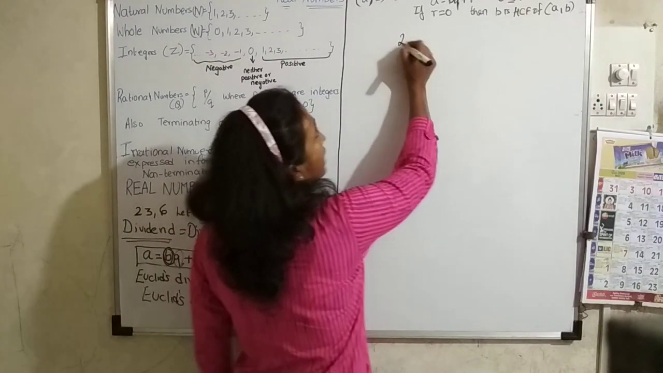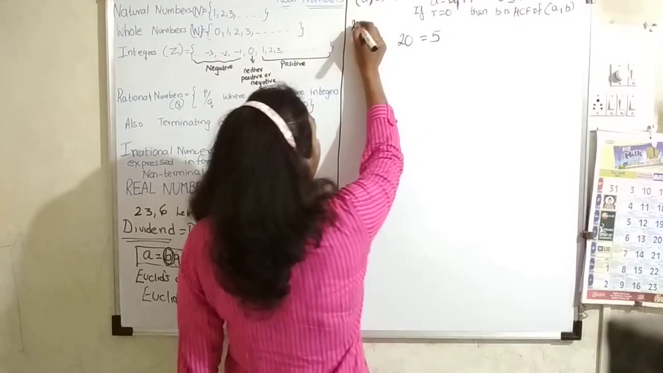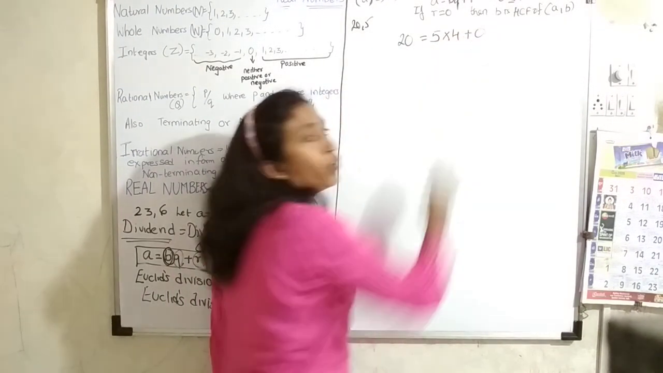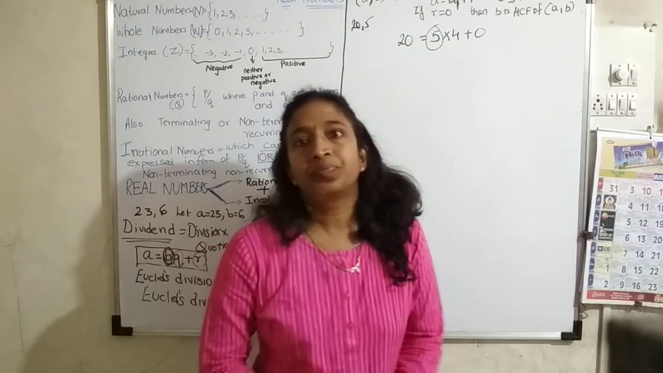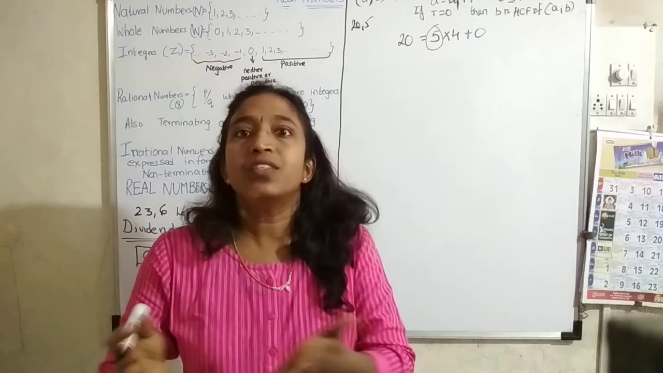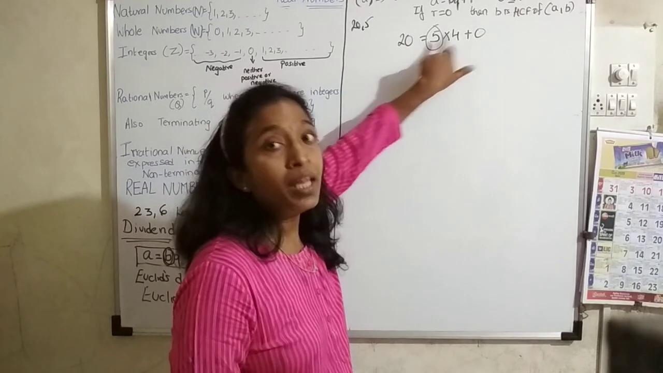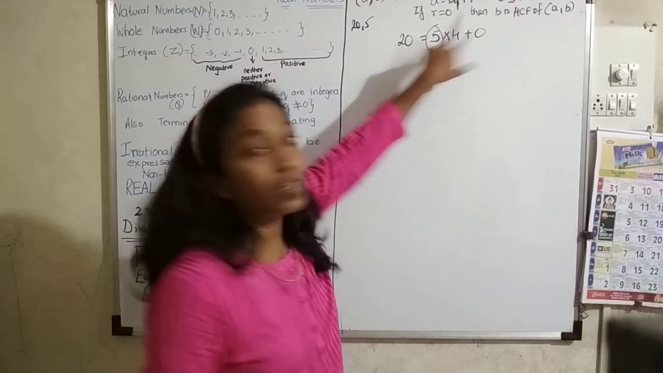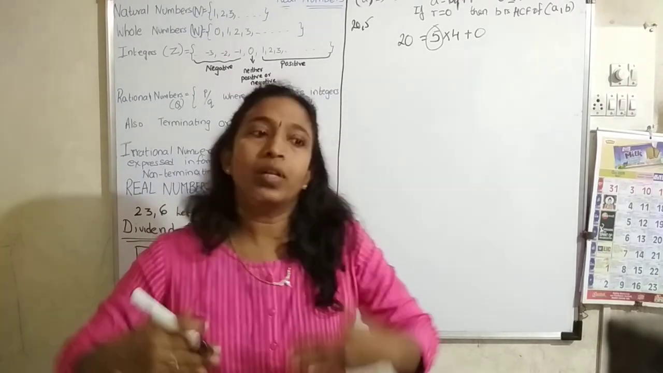For example, I take 20 and the divisor 5. If I want to find the HCF of 20 and 5, 20 can be written as 20 = 5 × 4 + 0. So what is the divisor here? 5. So 5 is the HCF in the first step only. I have written it in the form a = b × q + r, and here my r is 0. So the HCF is the divisor, that is 5. Right? Let's take another example to see how to solve stepwise.